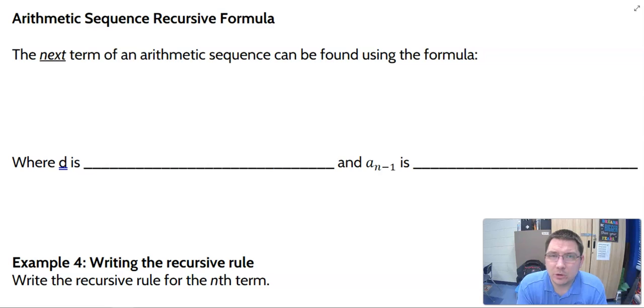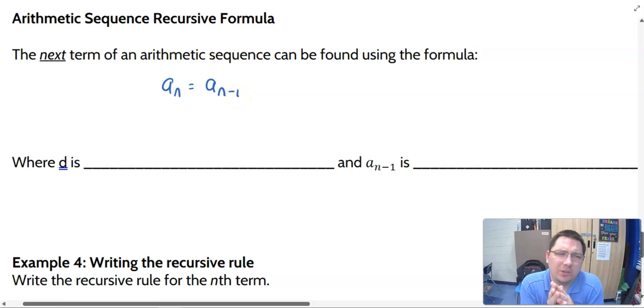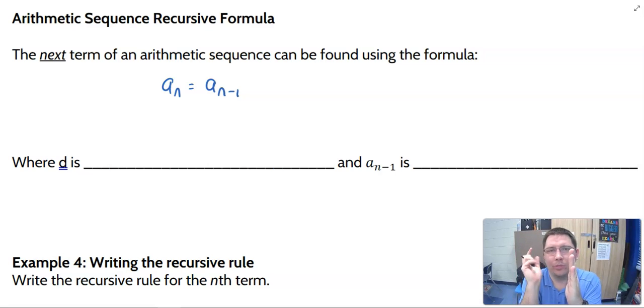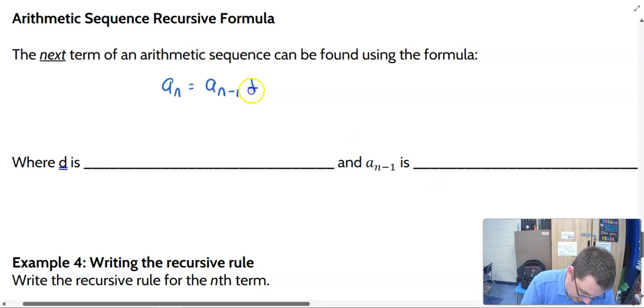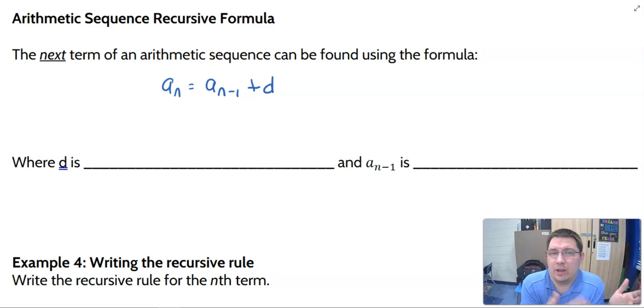So to use the recursive formula, we're finding the next term of an arithmetic sequence using this formula. And so the formula is that a sub n is equal to a sub n minus 1. What that notation means is I'm taking the term right before the term I'm looking for. So if I'm looking for the 10th term, I'm looking at the 9th term, and I'm going to add the common difference to it. And it's just like we looked at in example 2. How do I go from one term to the next to the next? And we can just keep repeating that formula on and on.